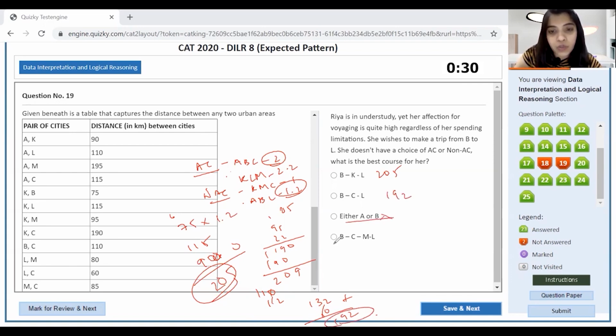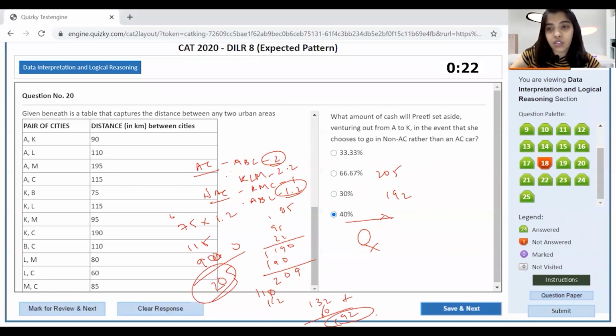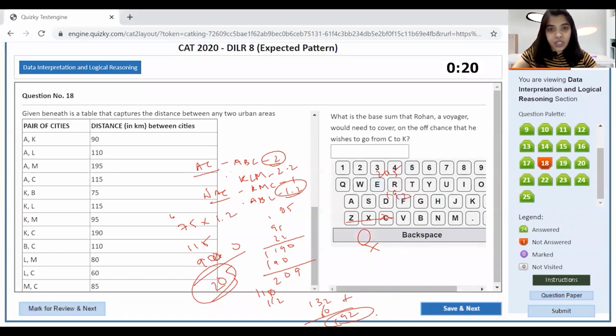Either A or B not possible. BCML, we're just adding another stop which does not make sense. So we will definitely mark our answer as this. This, guys, will require a lot of time, so it does not make sense. Let's just submit our paper.